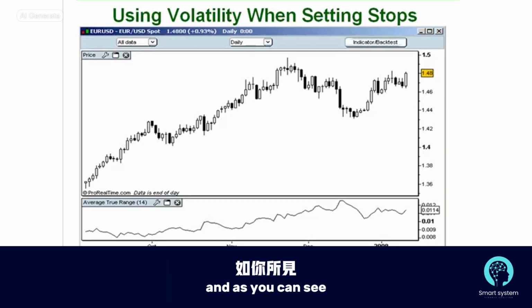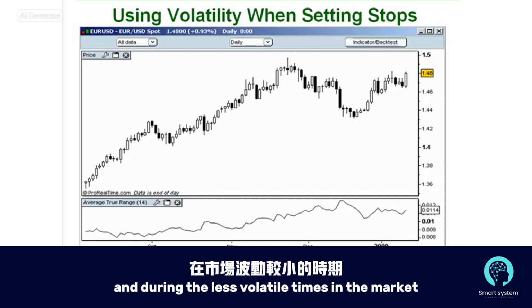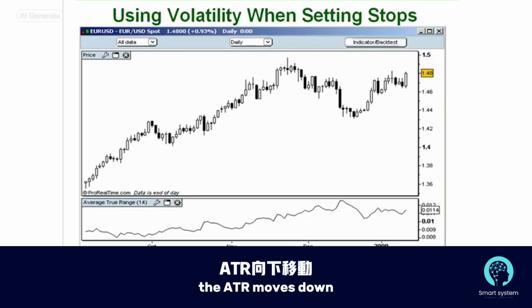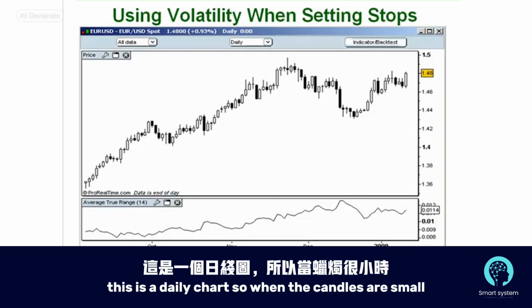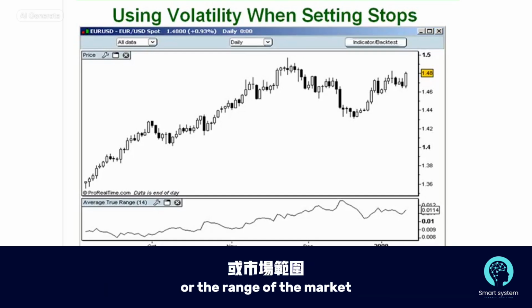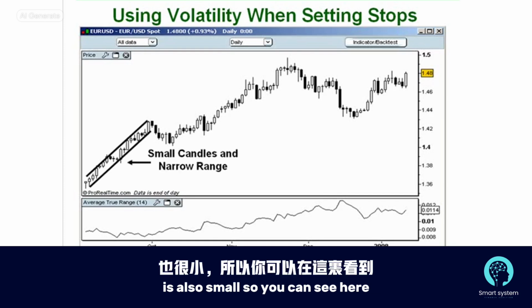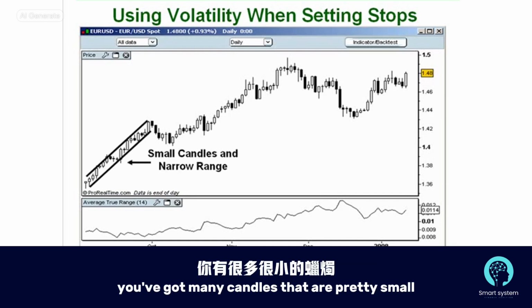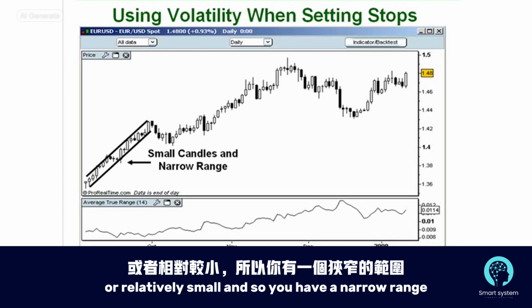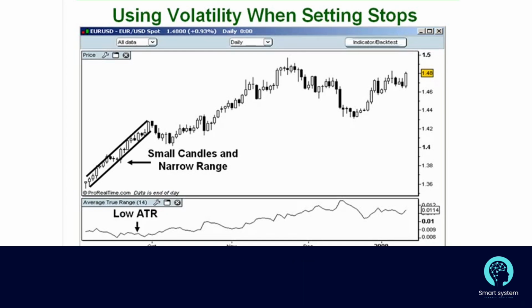And as you can see, during the more volatile times in the market, the ATR moves up, and during the less volatile times in the market, the ATR moves down. So let's look at that here. This is a daily chart, so when the candles are small, that represents days in which the range of the market, the difference between the high and the low, is also small. So you can see here you've got many candles that are relatively small, and so you have a narrow range, and the ATR is low as a result of that.